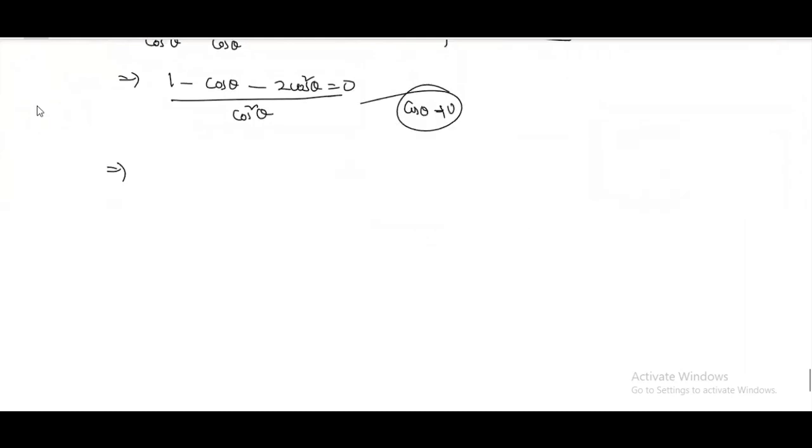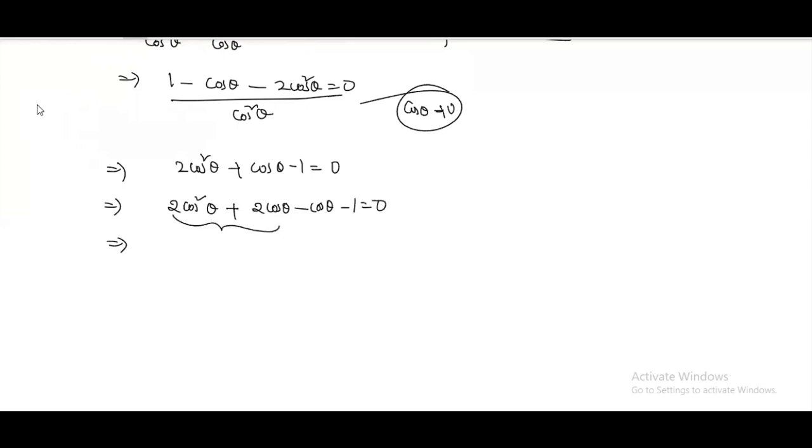So let's send that to the other side. We'll get 2 cos square theta plus cos theta minus 1 is equal to 0 if we multiply with minus. So this is what we will get. How can we factorize this one? This is a quadratic equation in terms of cos. So we can factorize this one as 2 cos square theta plus 2 cos theta minus cos theta minus 1 is equal to 0.